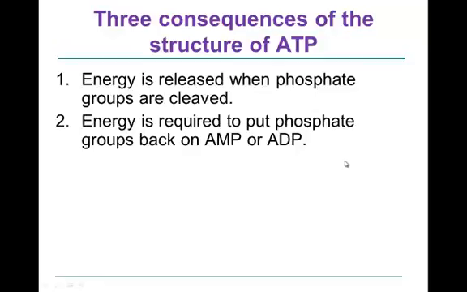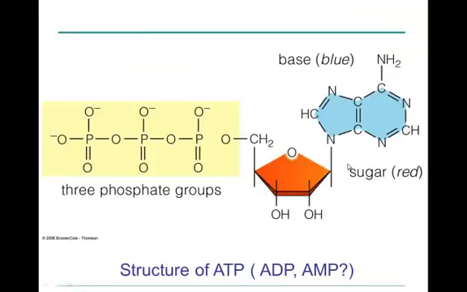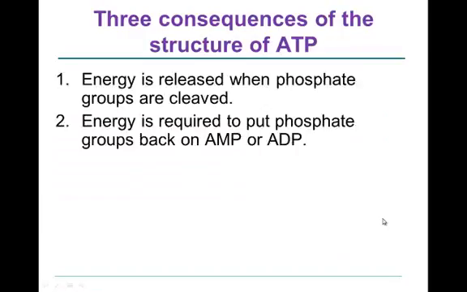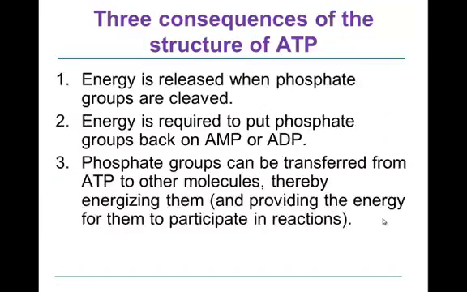AMP is adenosine monophosphate. So if we go back to the structure of ATP, and we take off one phosphate group, ATP becomes ADP. And if we take off two phosphate groups, leaving only one phosphate, then it becomes AMP, adenosine monophosphate. So a third consequence of the structure of ATP is that the phosphate groups that ATP uses to transfer energy can be transferred to other molecules, energizing them and allowing them to participate in chemical reactions.